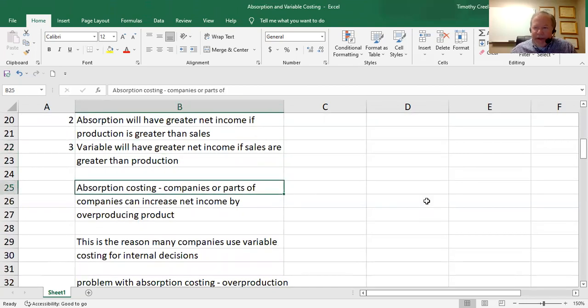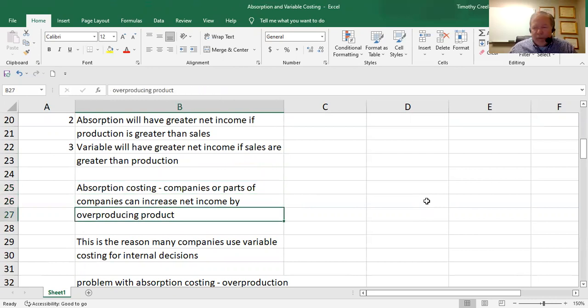Absorption costing, and this is probably the biggest weakness of absorption costing, is that companies or parts of companies can increase net income by overproducing the product. Basically, what happens is when you overproduce, some of your fixed overhead costs, which are product costs under absorption costing, remain in inventory for whatever is not sold, but they're expensed off in total under variable costing, which can cause a difference between the two. And a company could actually benefit from their external reporting by overproducing.